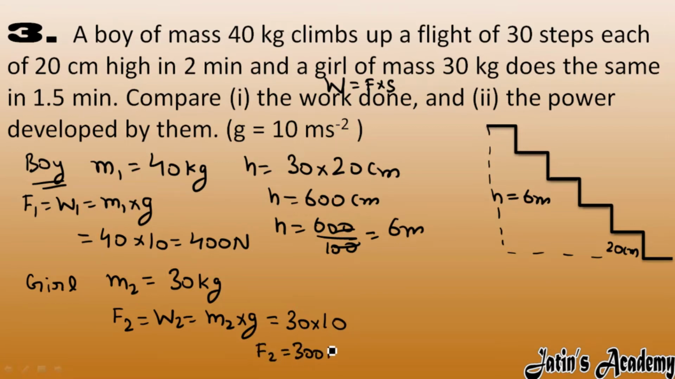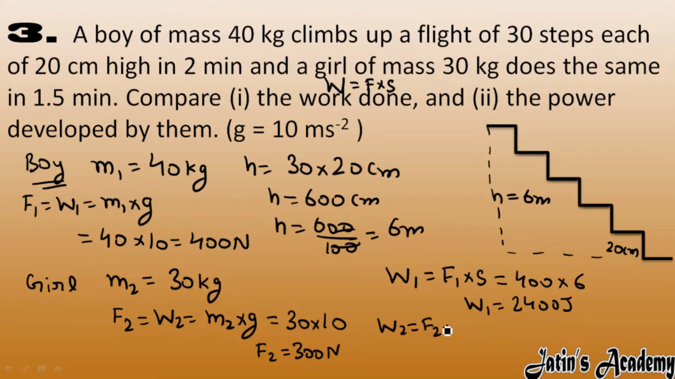Now we have to calculate the work done by the boy and the work done by the girl. Work done by the boy is W1, which is force into displacement. In case of the boy we have force 400 Newton and displacement 6 meter. So work done by the boy is 2400 joule. Same for the girl: force into displacement, force value 300 Newton and displacement 6, that is 1800 joule.